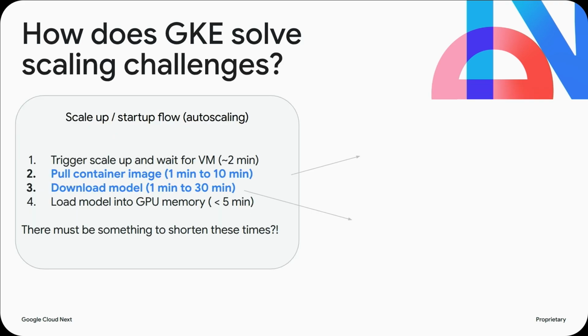So we tried to introduce a couple of optimizations. One of them is something called container image preloading with attached disks. You can actually create a persistent disk that has the image preloaded on it, and then attach that persistent disk read-only to all the nodes in the cluster.